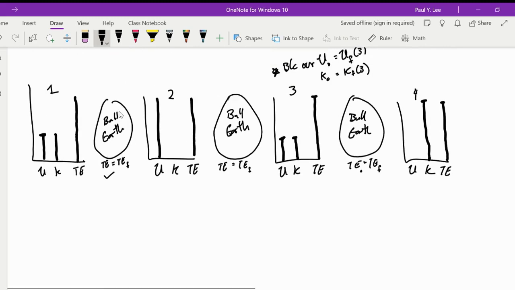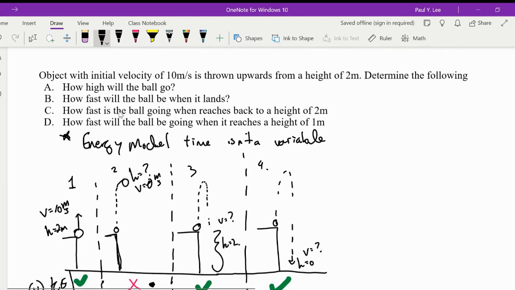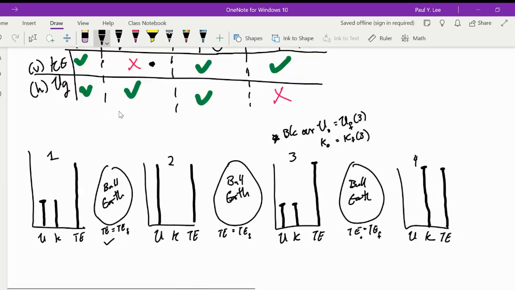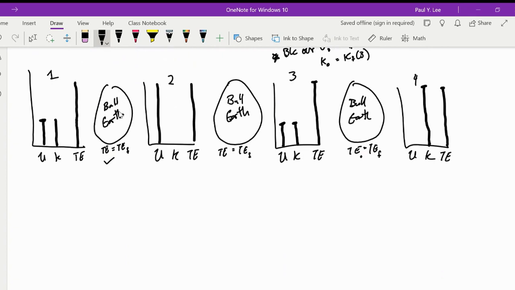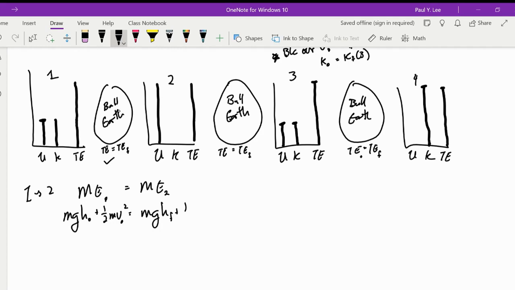And so let's actually mathematically solve this. How high will the ball go? All right. So how high will the ball go is going from scenario 1 to scenario 2. So I'm going to identify that we're looking at scenario 1 into 2. All right. So we can say ME initial is equal to ME final at 2. So we can say mgh initial plus 1/2 mv initial squared is equal to mgh final plus 1/2 mv final squared.